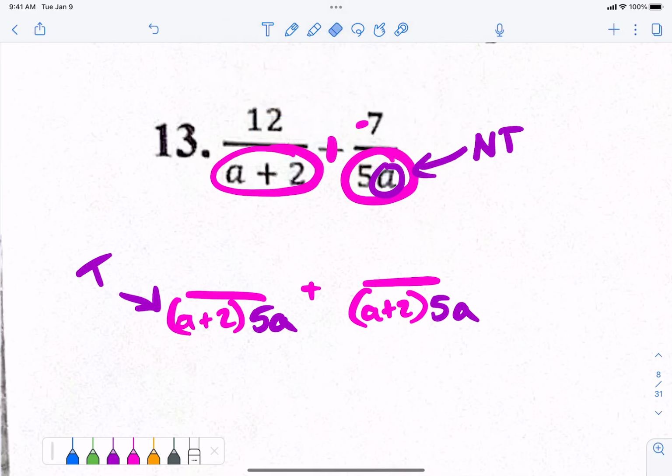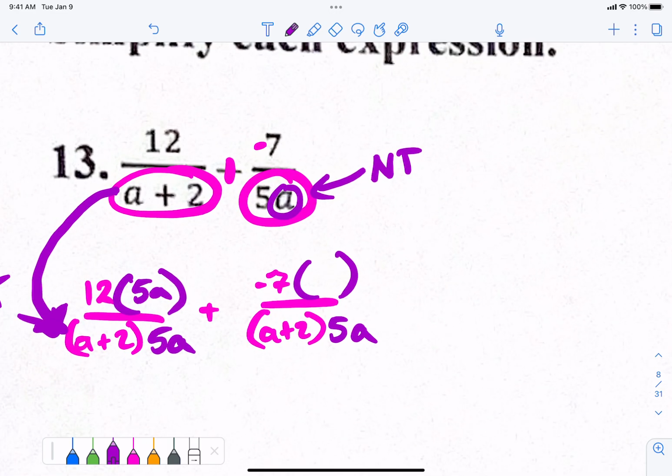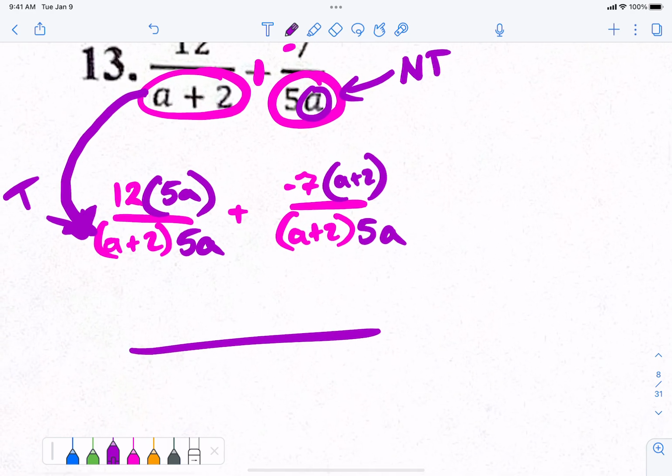All right, so let's start with our 12 and our negative 7. And then let's multiply by what he needs. So this guy right here, we're comparing a plus 2.5a. He needs a 5a, so I'm going to put a 5a here. Okay? Let's bump over to the 7. What does the 7 need? A plus 2, right? He goes in the bubble.